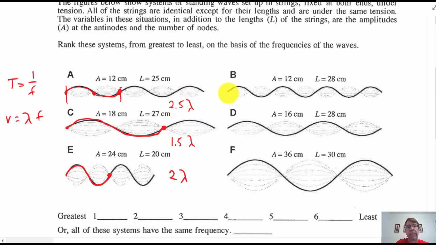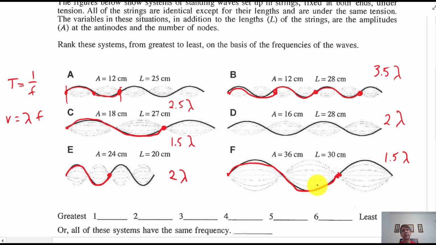In part B I have 1 wave. That's 1 wave. Then 2. Then 3.5. So in part B I have 3.5 wavelengths. And in D I have 2 wavelengths, 2.0 if you want to. And in F I have 1.5 wavelengths, just like in C. And once again, just to highlight, that's 1 wave. If I go up, down, that's 1 wave.